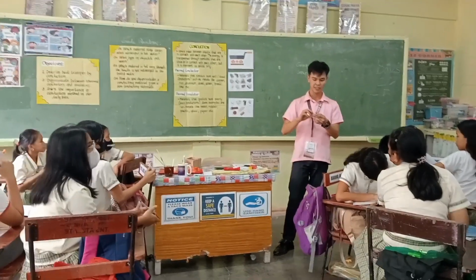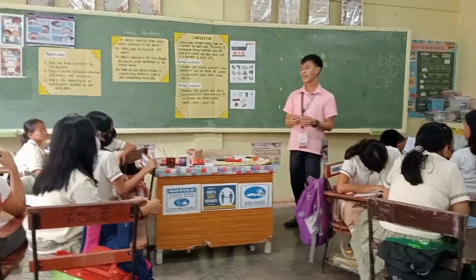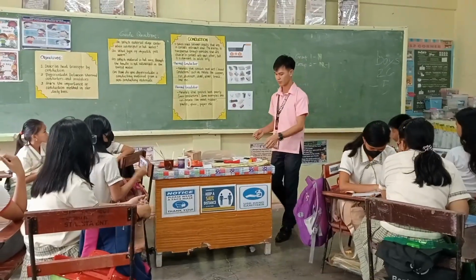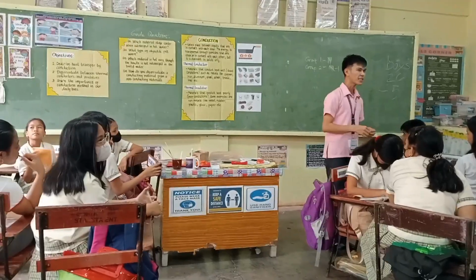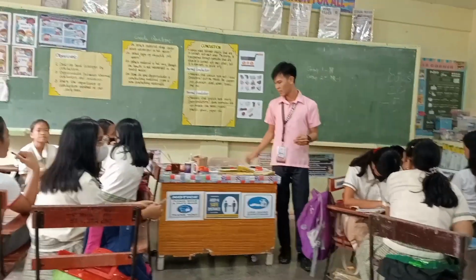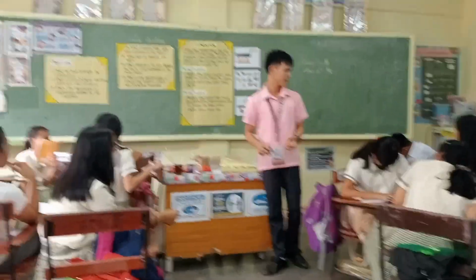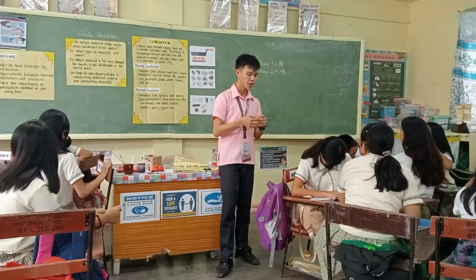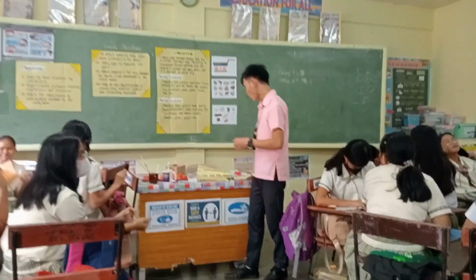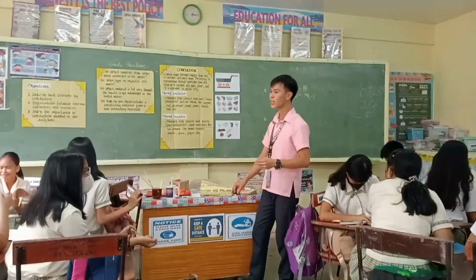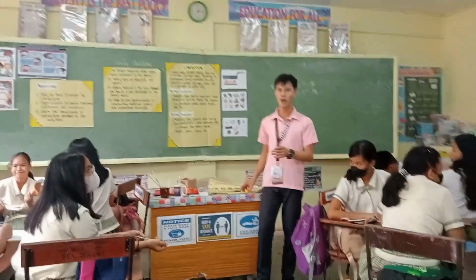Glass mug, yes, very good. What else? Table, very good. What else? Door, very good. What else? Plastic spoon, yes. Others. Wood, chair, balloon. So those are some examples of thermal conductors and thermal insulators that we can find at home.